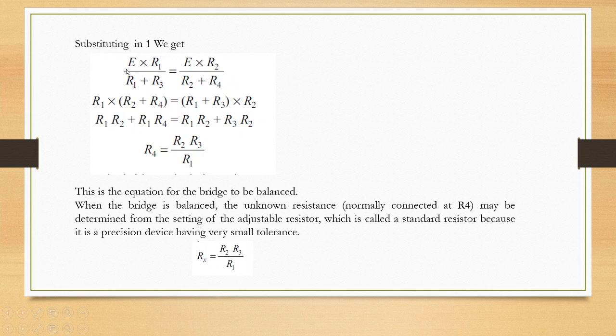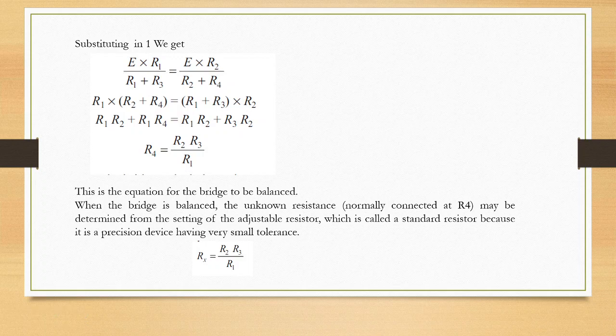Then after that we cancel out the common term, that is E. What remains is R1 divided by R1 plus R3 equals R2 divided by R2 plus R4. Then we do cross multiplication, we get this term. Then we open up the brackets, it results in R1 into R2 plus R1 into R4 equals R1 into R2 plus R3 into R2. After that, we cancel out what is common. R1 into R2 will get cancelled out, and what remains is R4 equal to R2 into R3 divided by R1. This is the equation for the bridge when it is in the balanced condition.